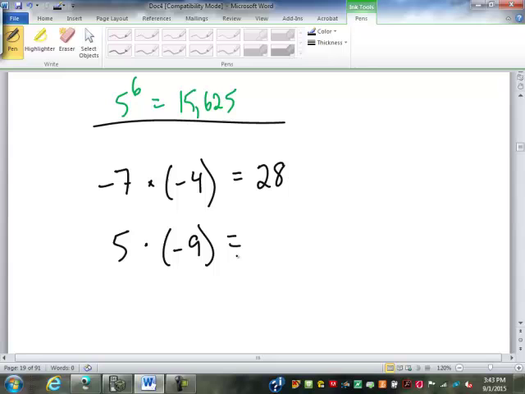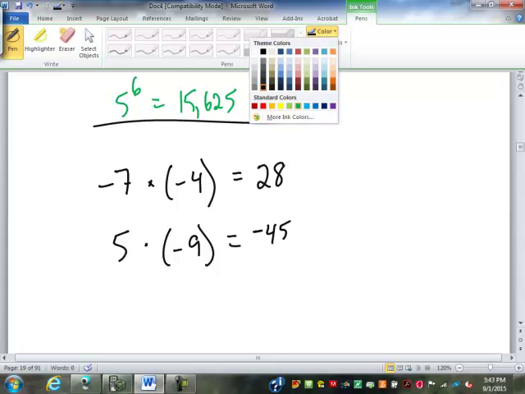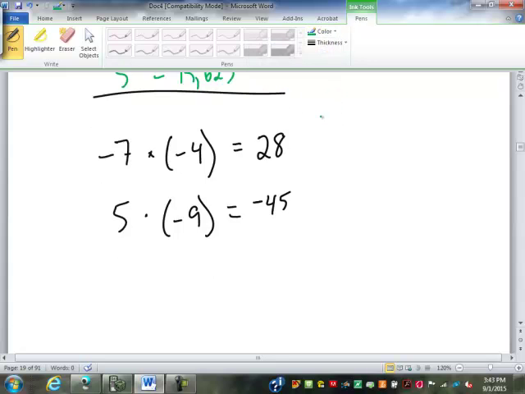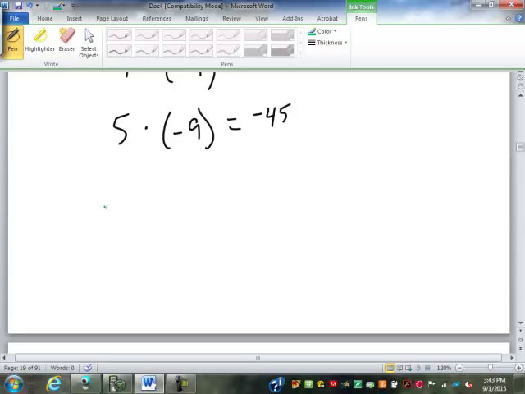If I have a positive times a negative, I get a negative. So 5 times negative 9 will be negative 45. So without using the calculator, let's take a look at some things here.